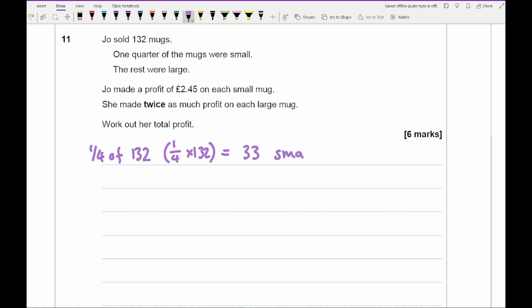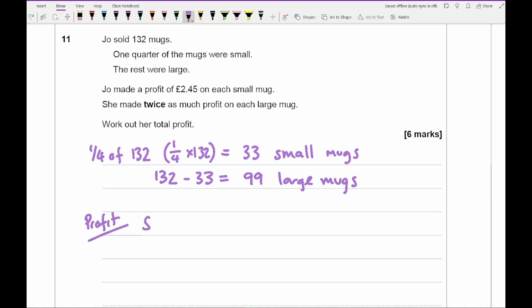So 33 small mugs. Then to work out how many large mugs there were, we know that there was a total of 132 minus 33, which equals 99. So there's 99 large mugs. Now we know the quantity of each, we can work out the profit. The profit from the small mugs: she made £2.45 profit on each mug. If we multiply that by 33, I get a total of £80 and 85 pence.